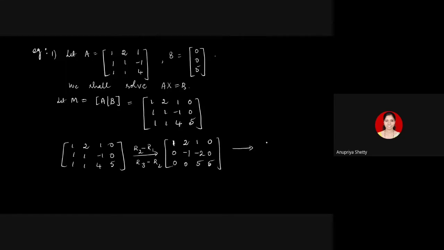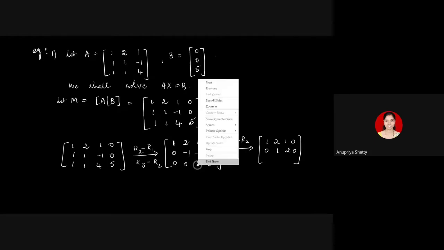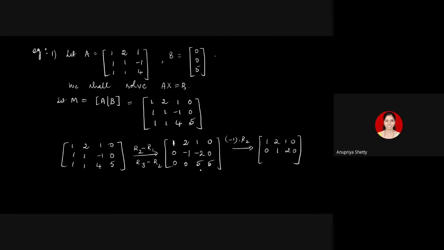And then 1, 2, 1, 0 as it is. The first non-zero entry of the second row should always be plus 1. Here it is minus 1. So what we have to do is multiply R2 by minus 1. Multiplying the second row by minus 1, you would get 1, 2, 0 here. And in the third row also, you have to see that the first non-zero entry is always plus 1, which is called a pivot. Here it is 5, so we'll multiply the last row by 1 by 5. So the last row becomes 0, 0, 1, 1.